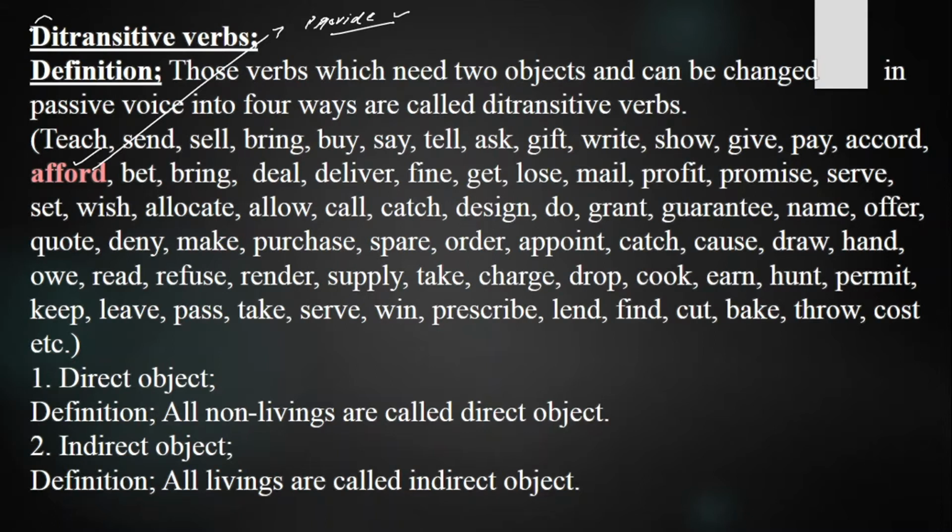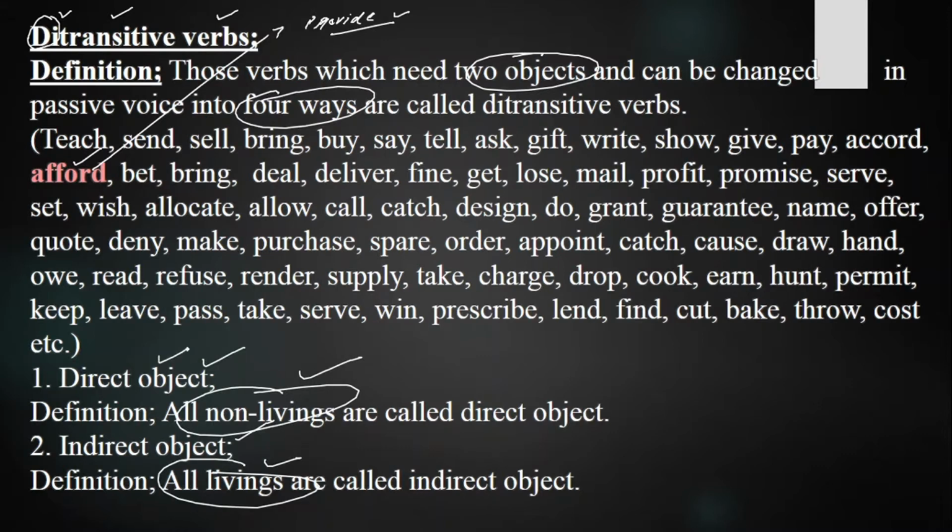Before changing it from active voice into passive voice, we need to discuss the definition of ditransitive verb. Di means two, transitive means it can be changed into passive voice, and verb shows an action. Those verbs which need two objects and can be changed into passive voice in four ways are called ditransitive verbs, and they need one direct object and one indirect object. What is a direct object? All non-livings are called the direct object, and all livings are called the indirect object.